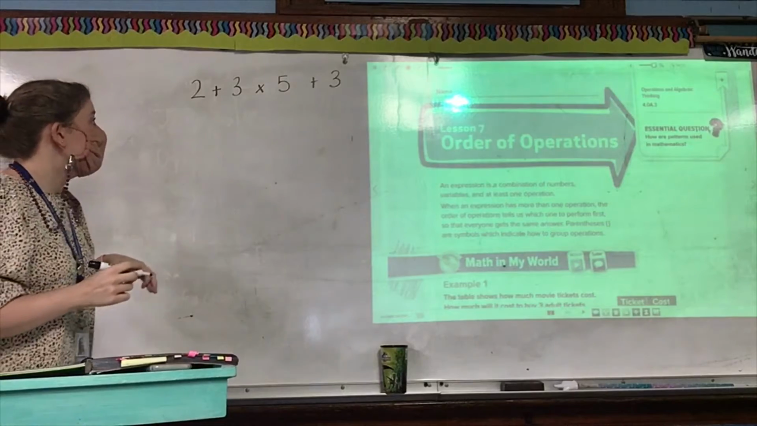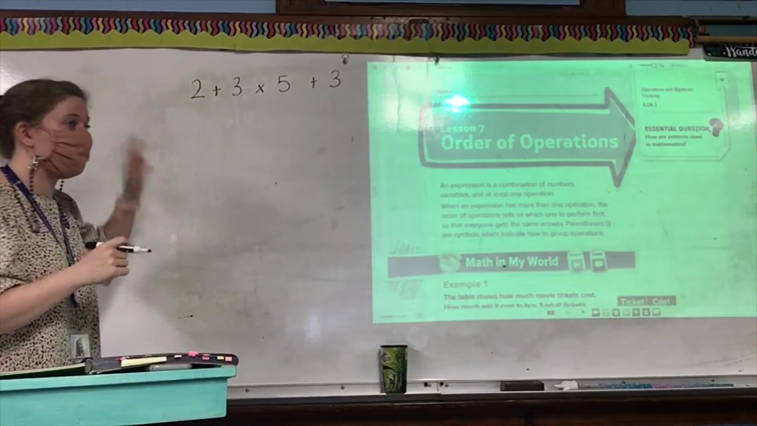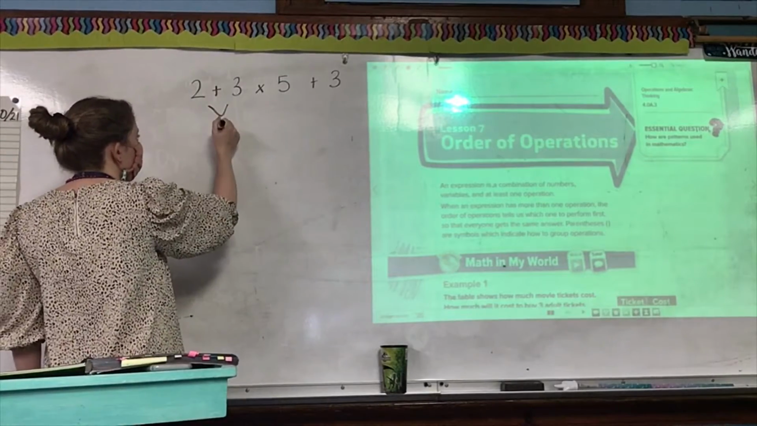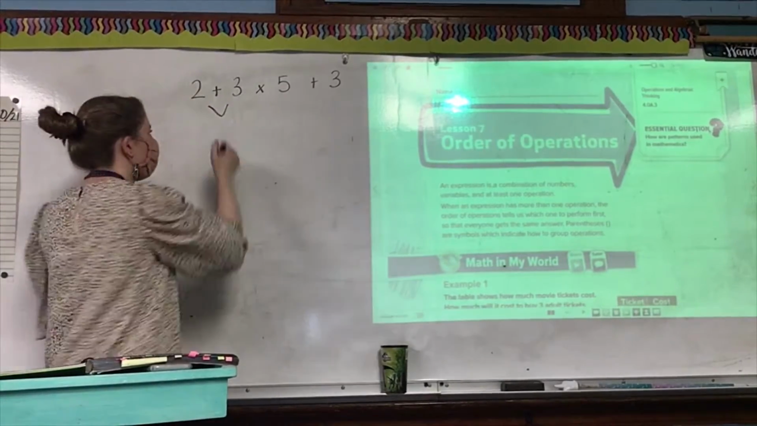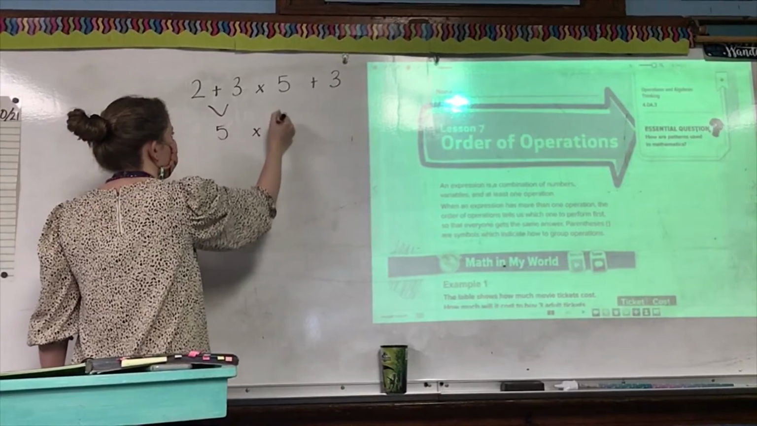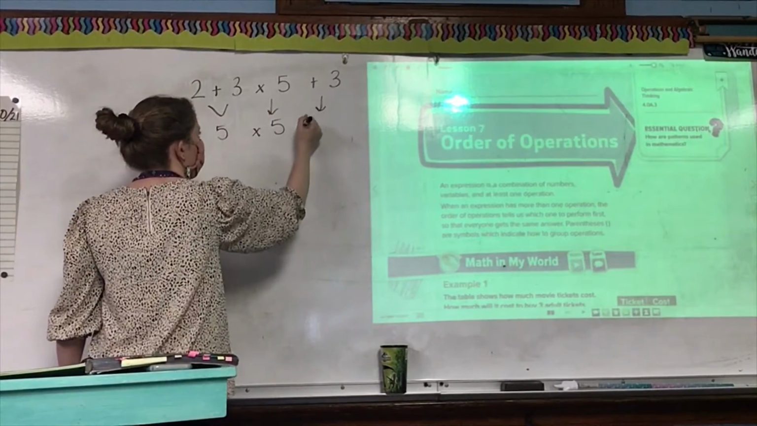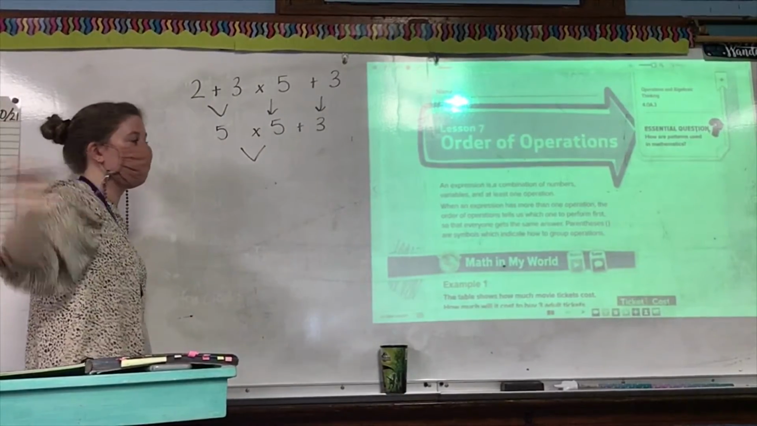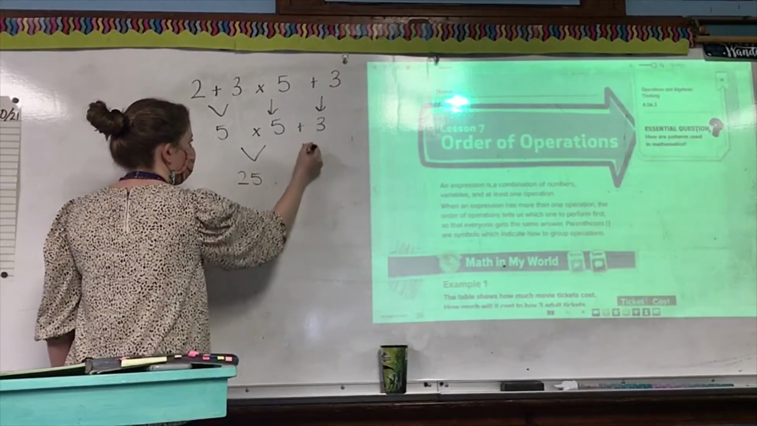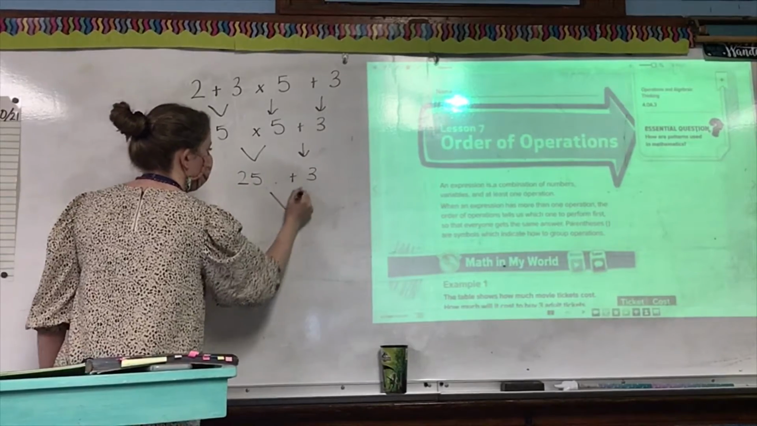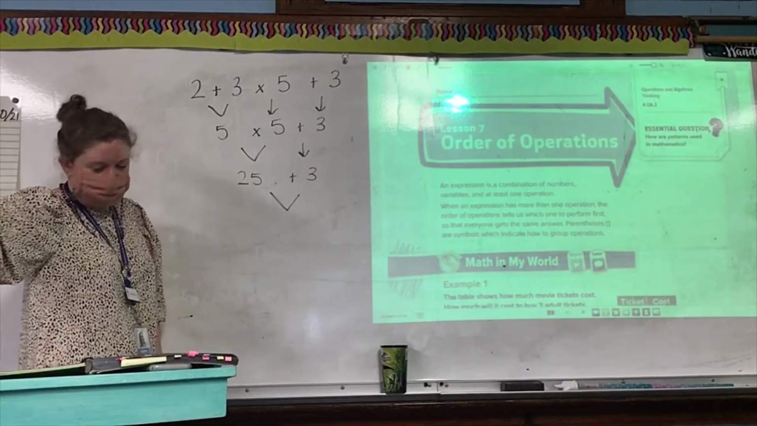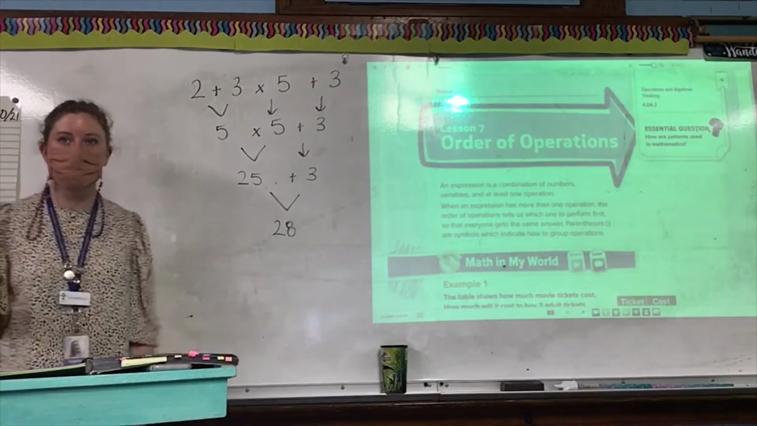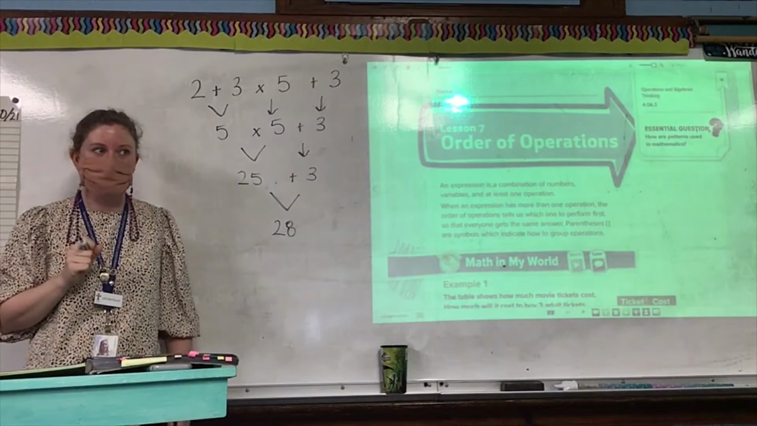So, let's see what happens if we just go from left to right. 2 plus 3 is 5. We're going to bring down the rest of the equation. 5 times 5 is 25. Bring down the rest of the equation. 25 plus 3 is 28. Okay? But now let's see what happens if we solve it a different way.